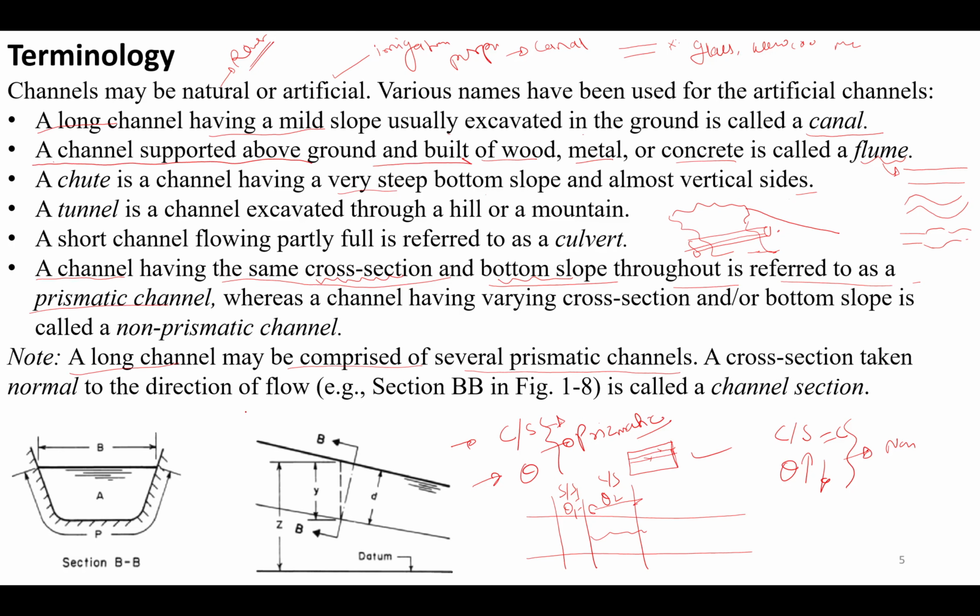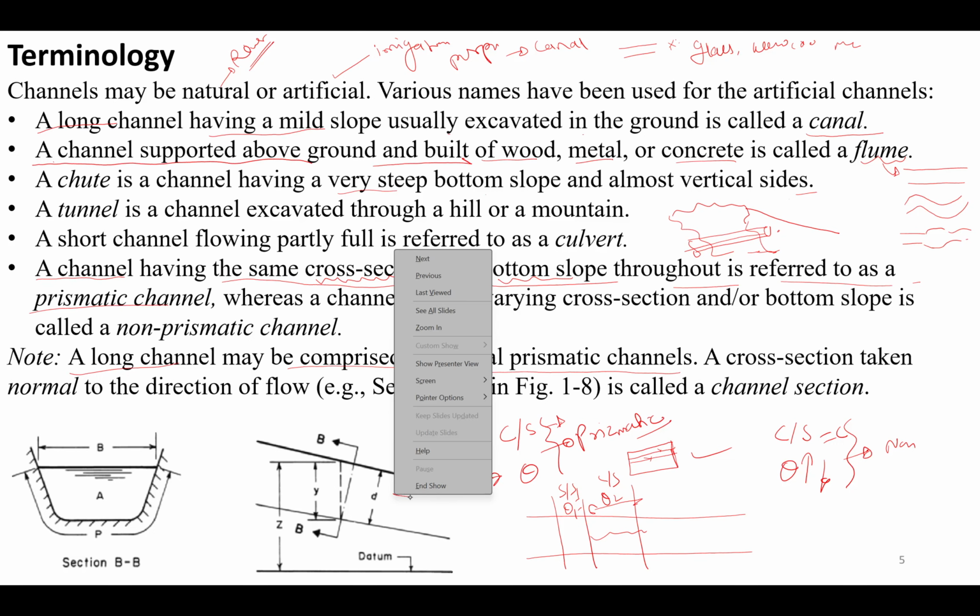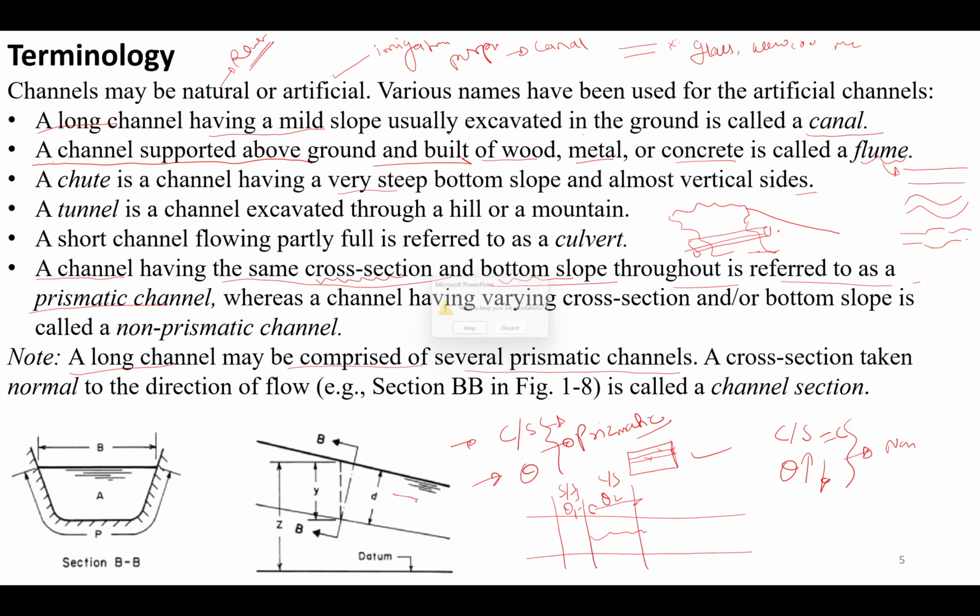A cross section is taken normal to the direction of flow. What is actually the cross section? Let us discuss. A cross section is taken normal to the direction of flow. This is the flow direction. If you see in this channel, this is your flow direction.